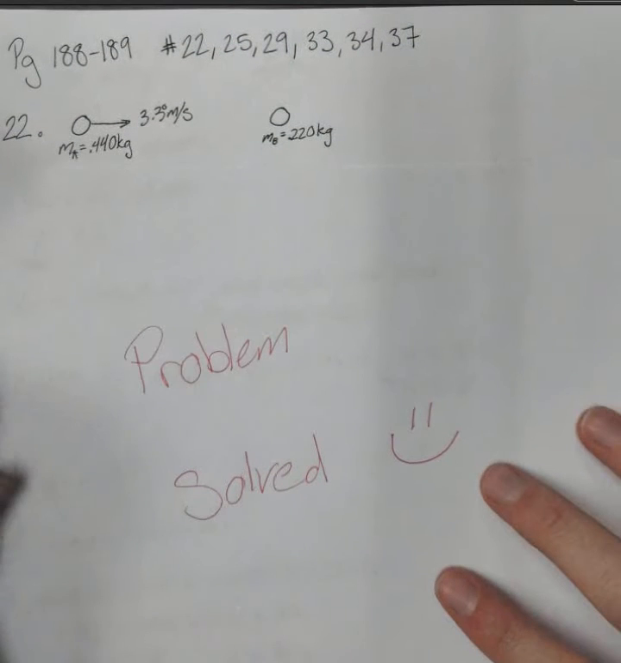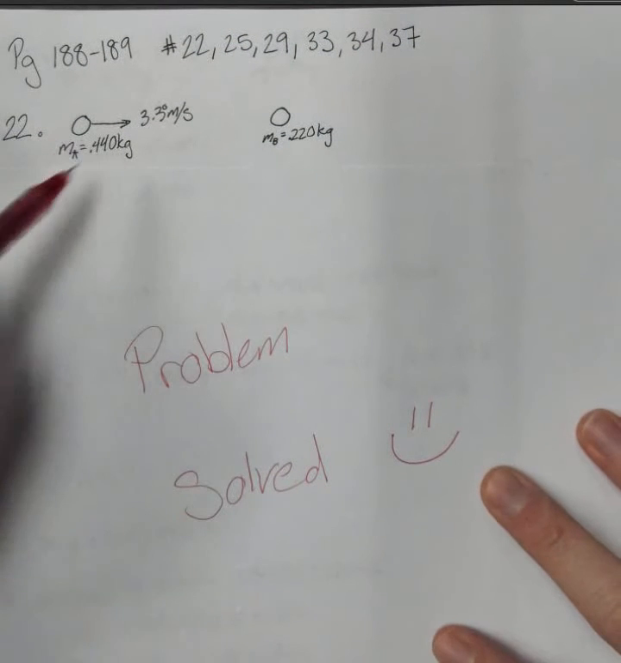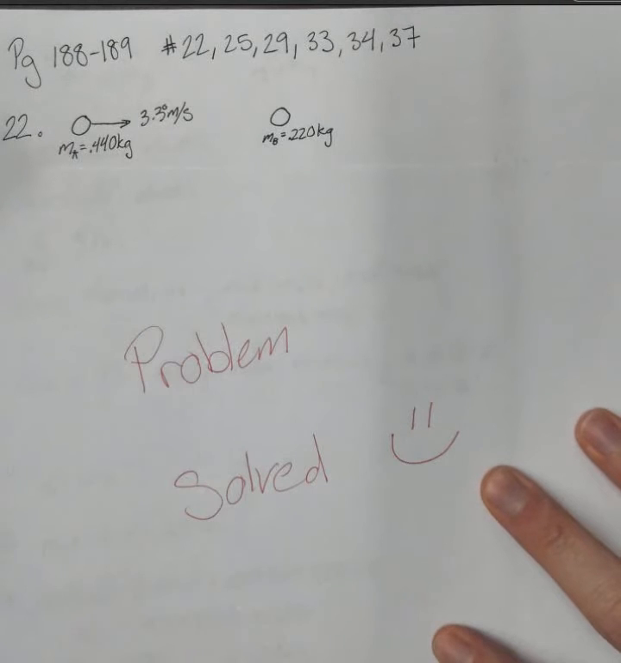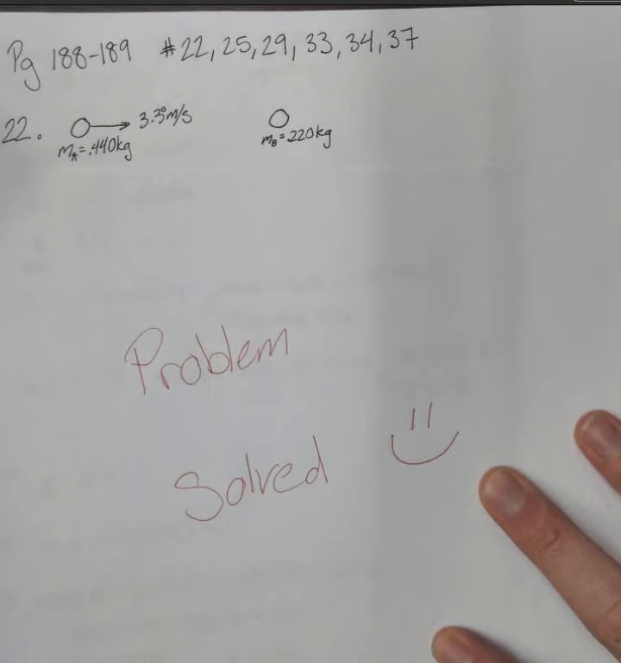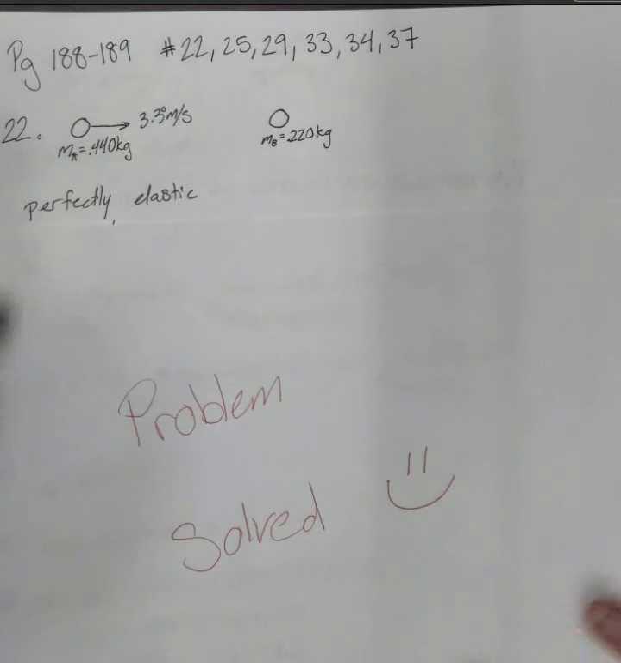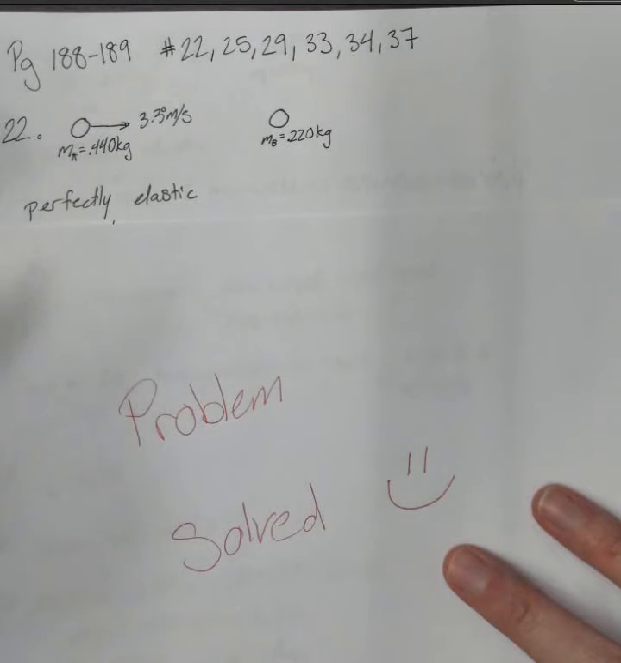You had a ball of mass A, 0.440 kilograms, moving 3.3 meters per second to the right, and it collides with a ball of mass B, 0.220 kilograms, initially at rest. We're going to determine, if this collision is perfectly elastic, what their final velocities are.